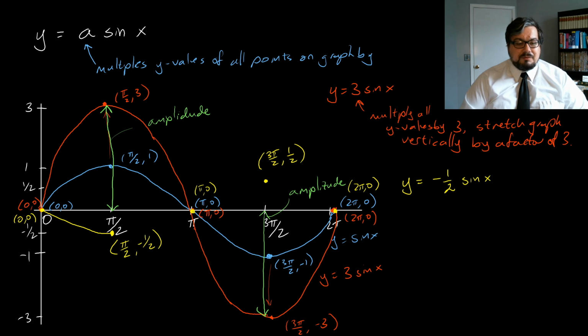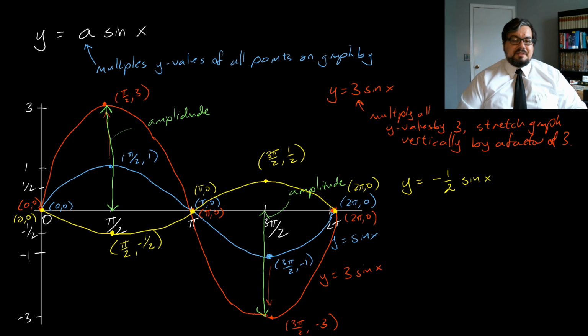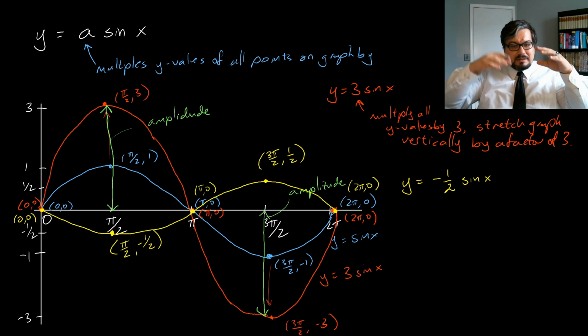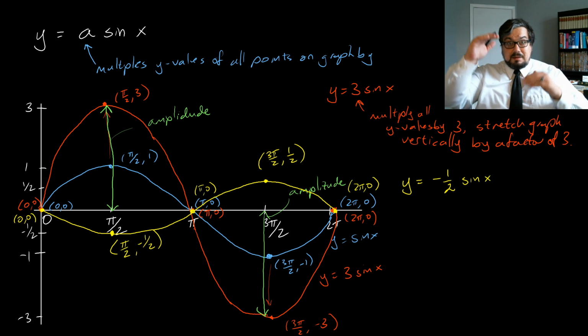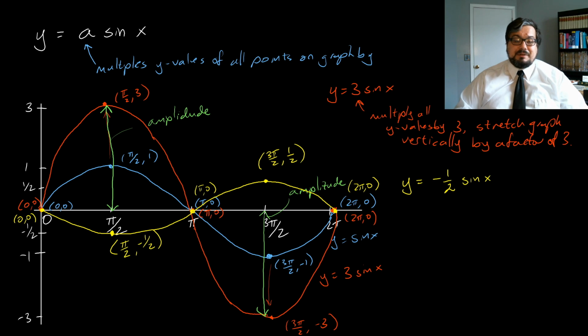So the yellow function, y equals -1/2 sine theta, gets us this curve. It's flattened. It doesn't go up or down quite as much. It's a compressed version of the original sine function.